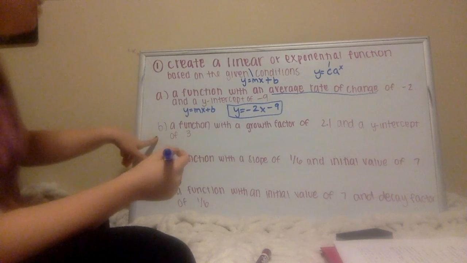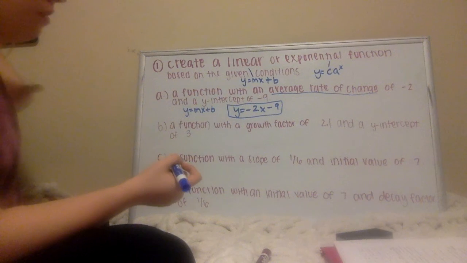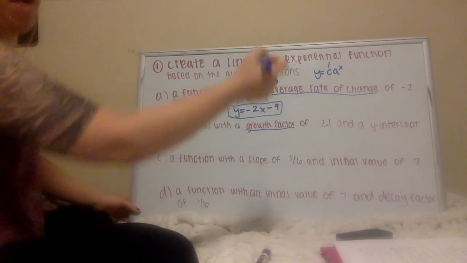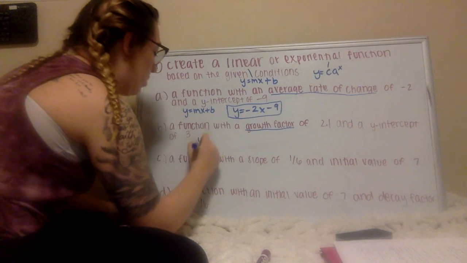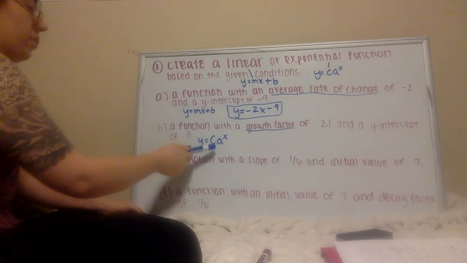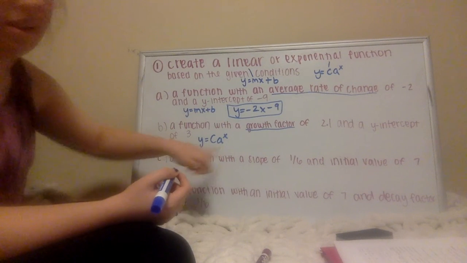Alright, so for part B, it says a function with a growth factor of 2.1 and a y-intercept of 3. Because this is a growth factor, we know that we're going to be working with our exponential function, so this needs to be in the form of y equals ca to the x, where c is our initial value, or our y-intercept, and our a is our growth factor, or decay factor.